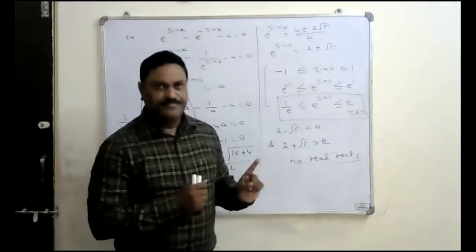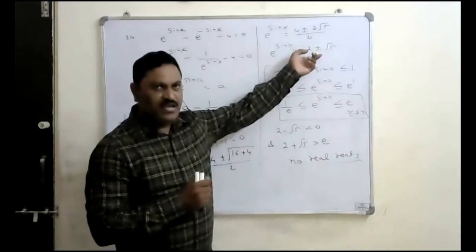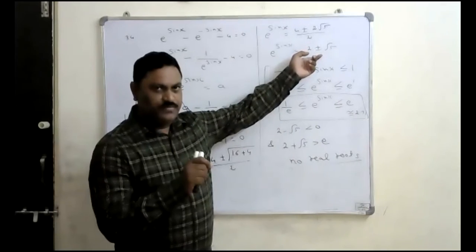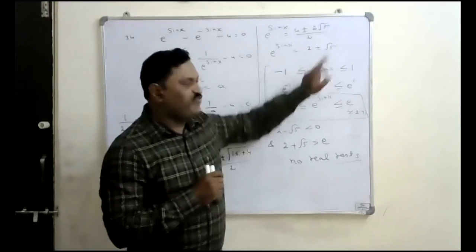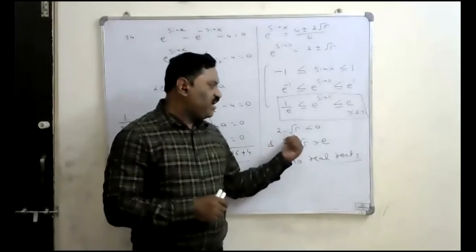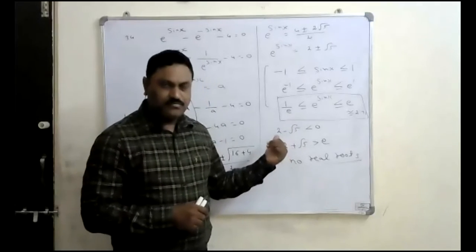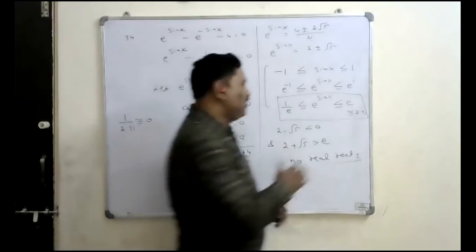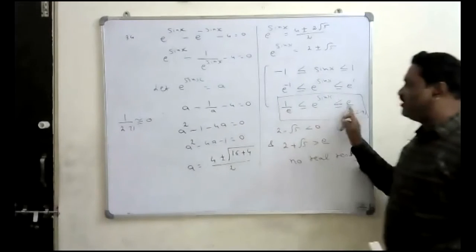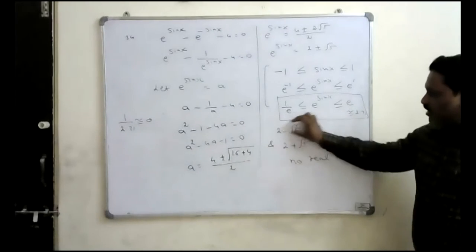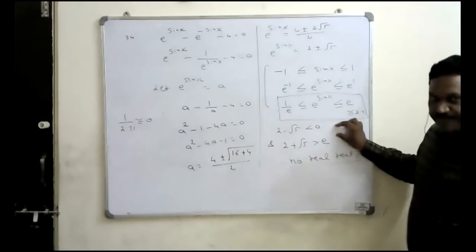But here we got two values. Take the smaller value of the two. Which is the smaller value? 2 minus root 5. If we take 2 minus root 5, the value is negative, but e power sin x never gives a negative value, no? That's why we can't take 2 minus root 5.